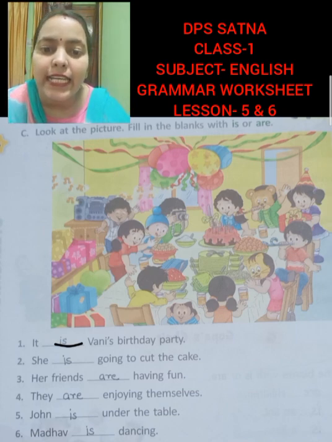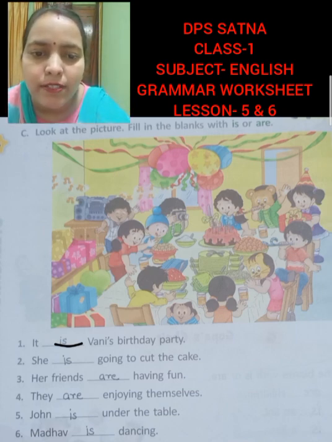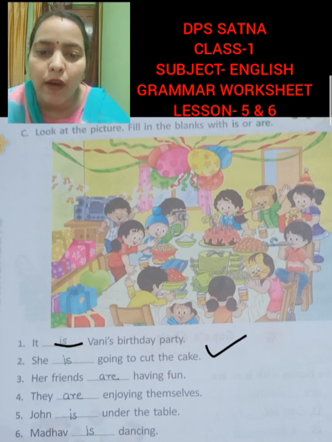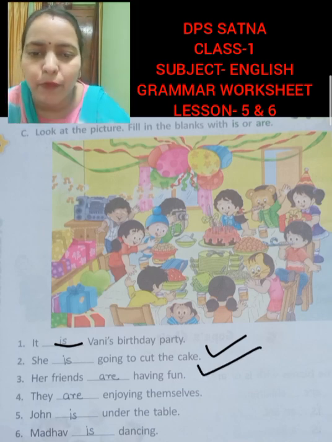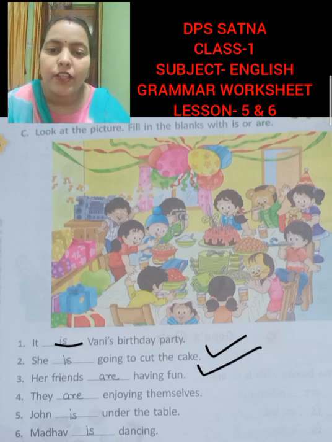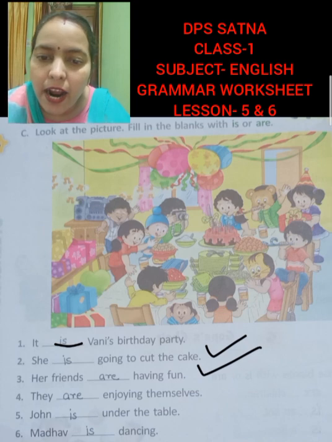She is. We are talking about one person, so is will come over here. Her friends dash having fun. So who are having fun? Friends. That means more than one friend. So are will come over here. They dash enjoying themselves. So they are.